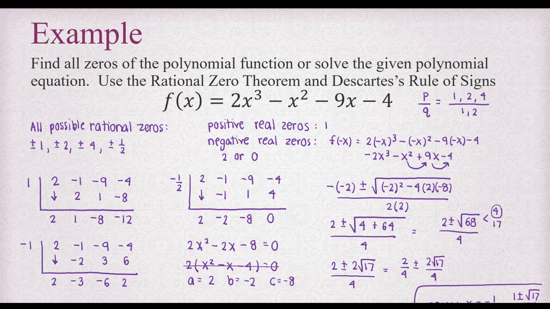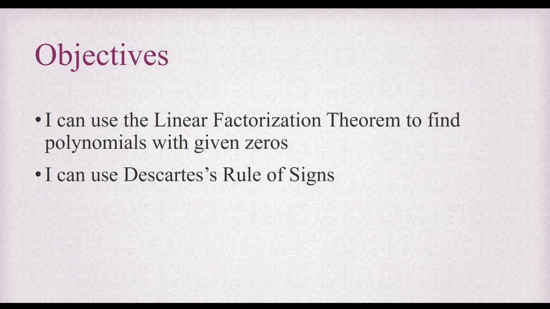Okay, so there's my other negative zero, and there's my other positive zero, and there are my 3 zeros because it is degree 3. So that's us using the linear factorization theorem to find polynomials with given zeros and using Descartes' rule of signs.